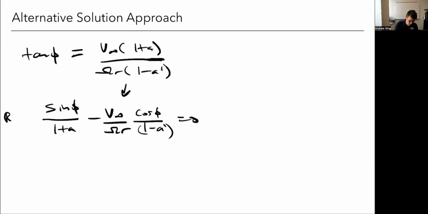We call this a residual function of phi, one variable. So I just need to solve a root finding problem for one variable phi. Once I have phi, and the reason why that's the case is that a is a function of phi, and a prime is a function of phi. So everything in here just depends on phi, rather than having these two equations from a and a prime.